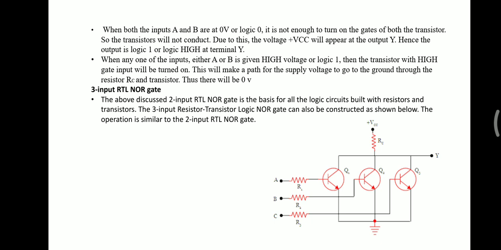When either input A or B is given high, that is 1, the transistor receiving the high input is turned on, so the supply voltage goes directly to the ground and the output will be 0.